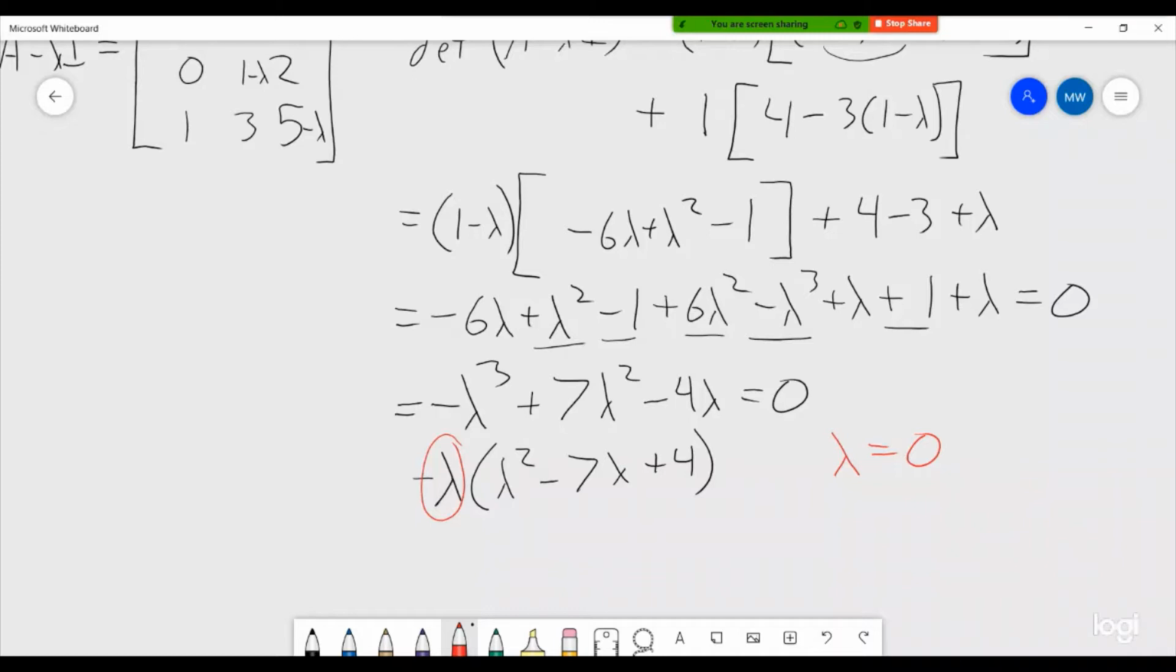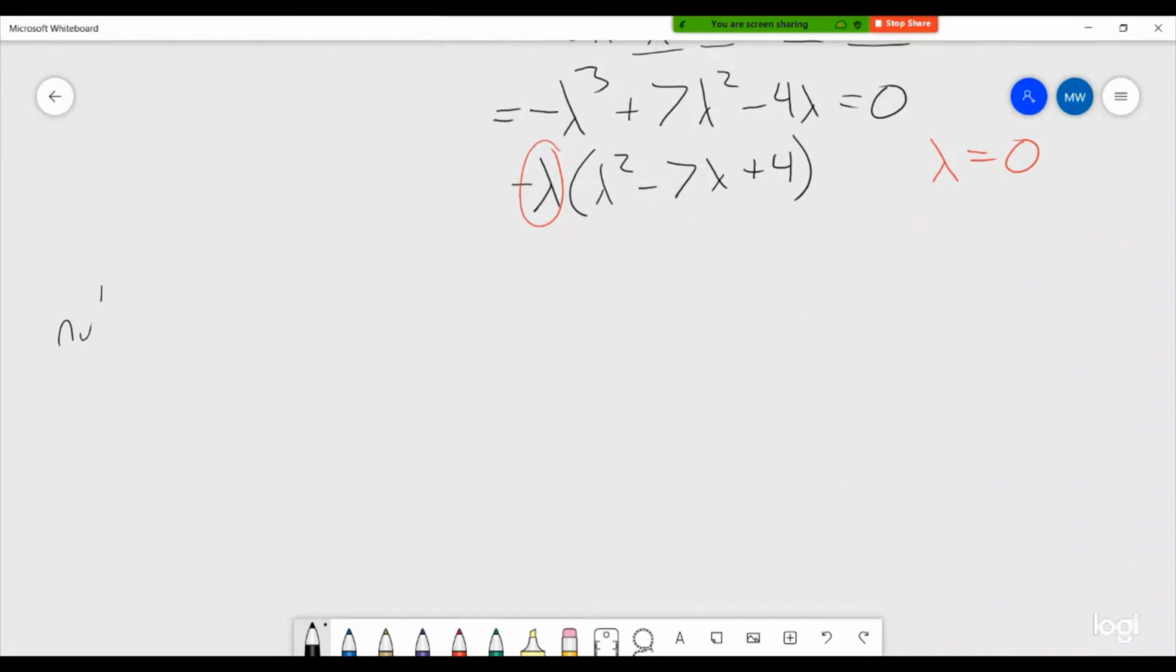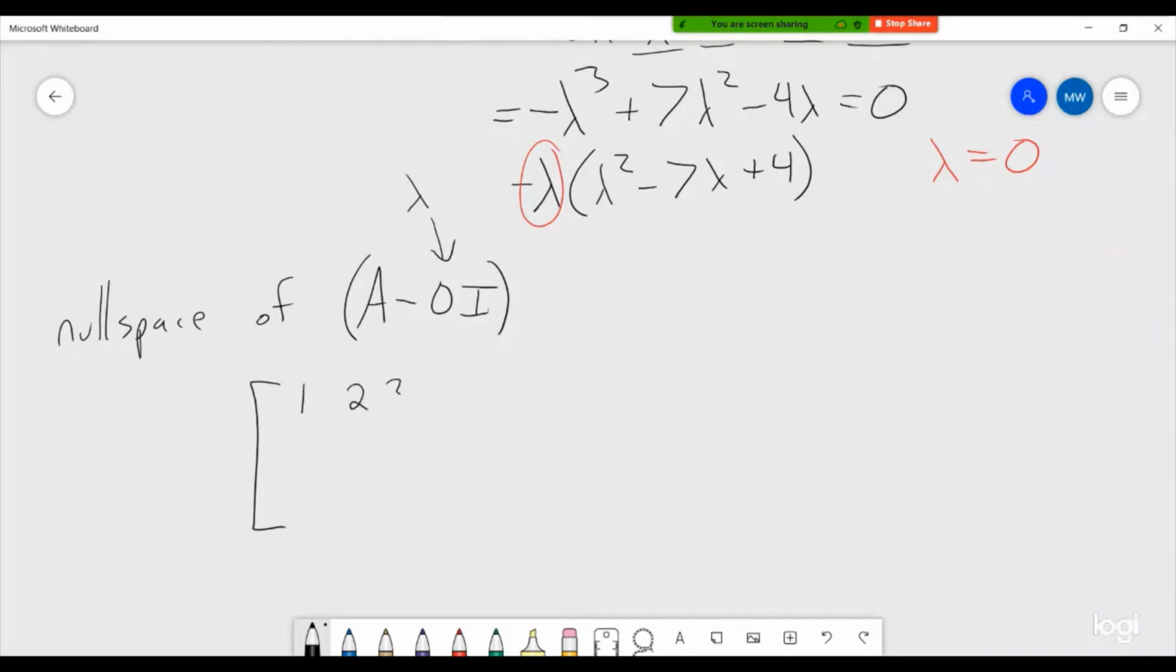And so once we have that, we are going to then go back in and figure out what is the null space of A minus 0I, because 0 is our lambda value. So we are looking at the null space of 1, 2, 3, 0, 1, 2, 1, 3, 5.